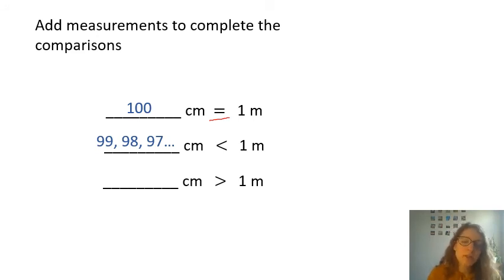So this side we've got something centimetres is greater than 1 metre. So this, anything over 101 would be right. Because we know 100 centimetres is 1 metre, and it's saying it's greater, so anything higher than 101 and you are correct.